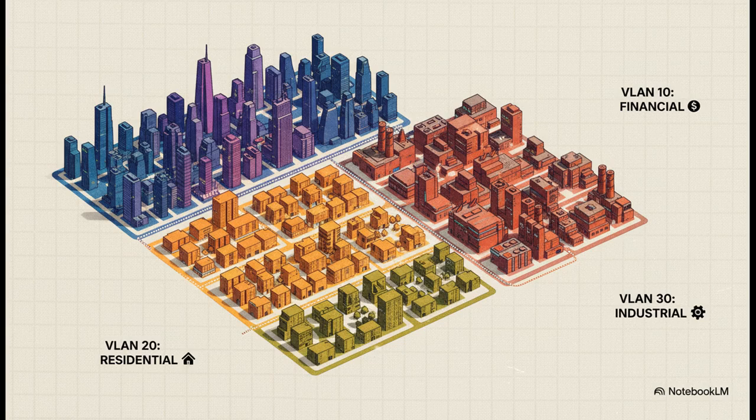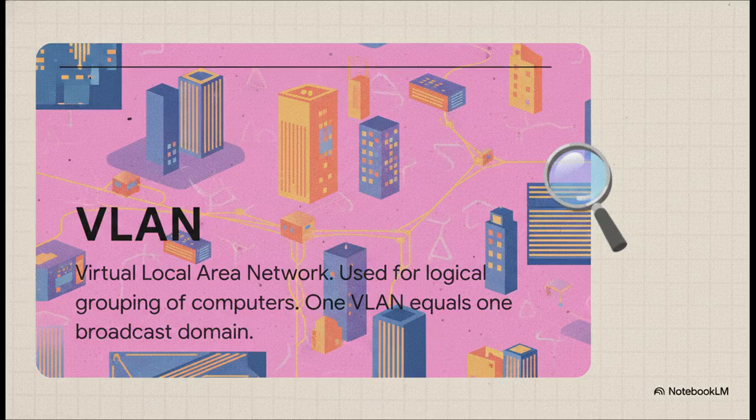Well, networks do the exact same thing, but they do it virtually. And this is the magic of a VLAN, or a virtual local area network. It lets you group devices together based on logic, not their physical location. So the entire accounting team can be on their own super secure network, and the sales team on another, even if their computers are all plugged into the very same physical switch.